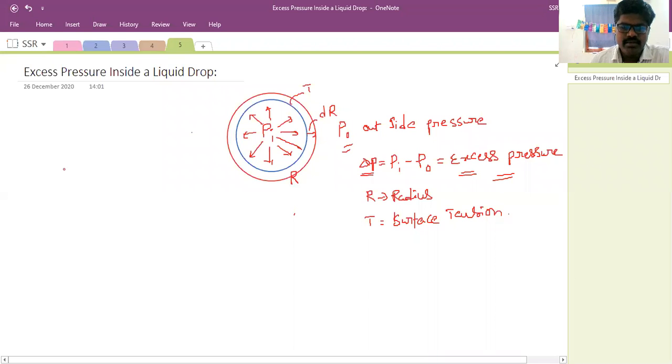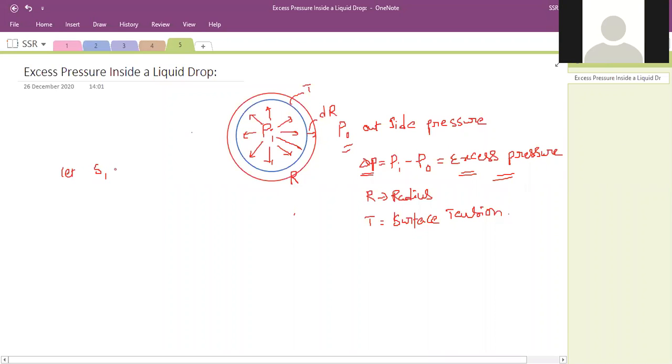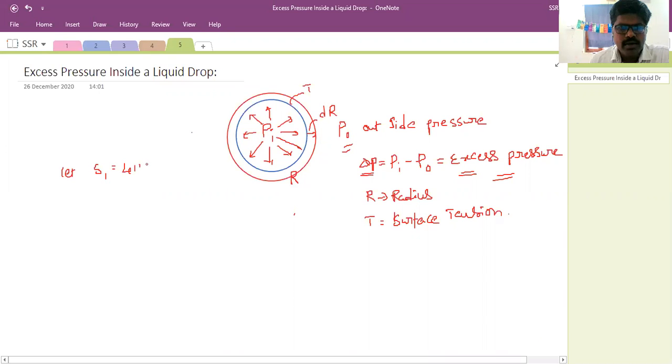Now the initial surface area. Let S1 be the initial surface area. S1 is equal to 4 pi r square. Then the final surface area after the increase, let us say S2, is equal to 4 pi into r plus dr whole square.